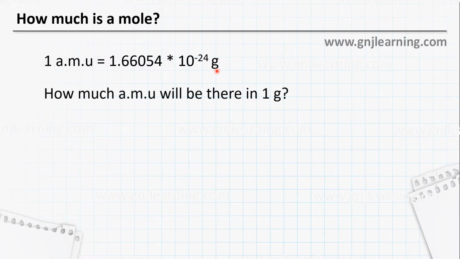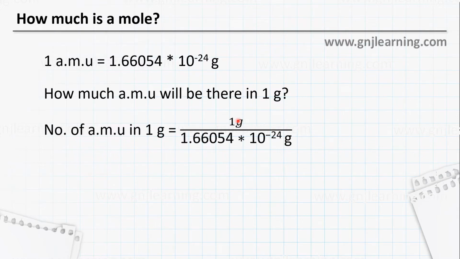Now how much AMU will be there in 1 gram? How do we get this? You just divide 1 gram by 1 AMU. To make it a little clearer, in the previous part we learned that 1 AMU is approximately the mass of a proton. The mass of a proton is approximately equal to 1 AMU. So I can say that this is the mass of 1 proton. Clear? This is the mass of 1 proton.